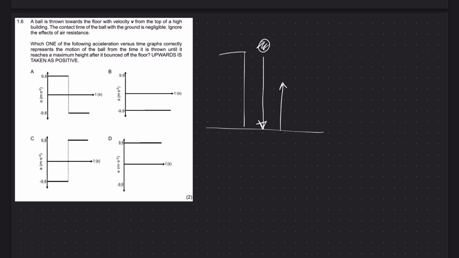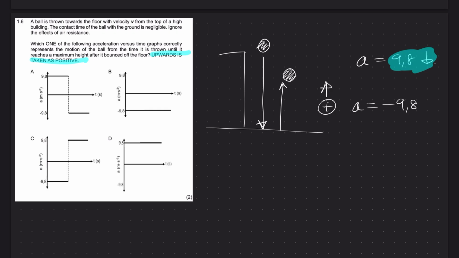Right? So it bounces and it reaches some height. Now importantly, up is positive. So we know that acceleration is always 9,8 down. If up is positive, that means acceleration will be minus 9,8. And we must always remember that this 9,8 down never changes. The acceleration due to gravity is always 9,8 down for an object that is in free fall.